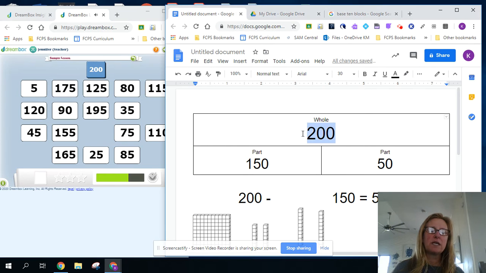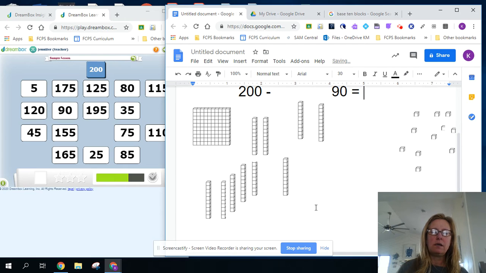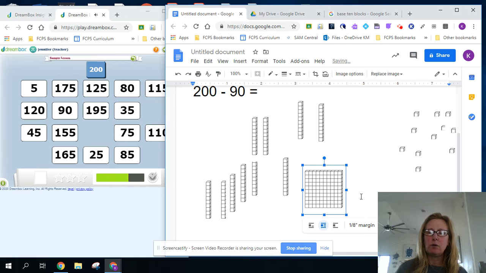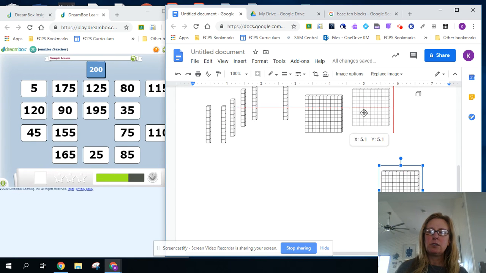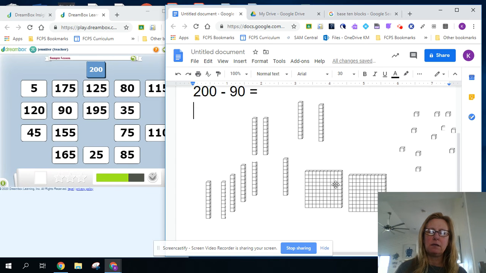Let's try another one together. Let's say I'm still trying to make 200 because that's my lesson today. Let's say I choose 90. Now I have 200 minus 90. What's left for the other part? Again, I might draw a picture and make 200, 100, 200, and then I'm going to subtract 90, which means I need to change one of my hundreds flat.